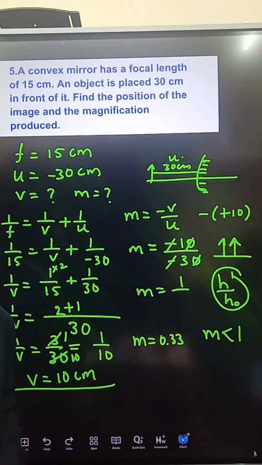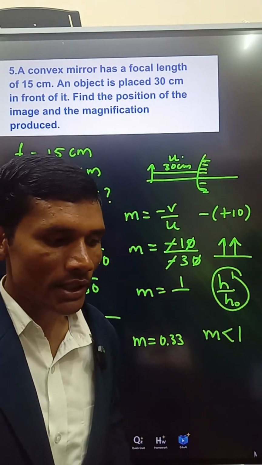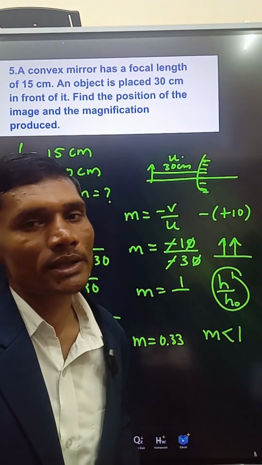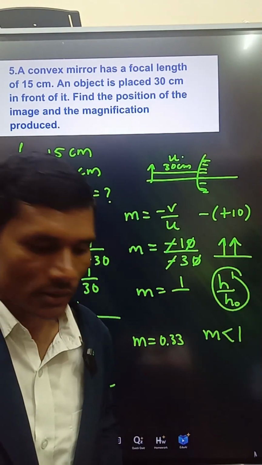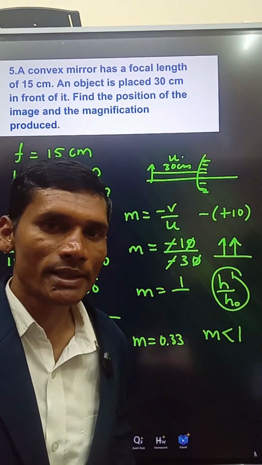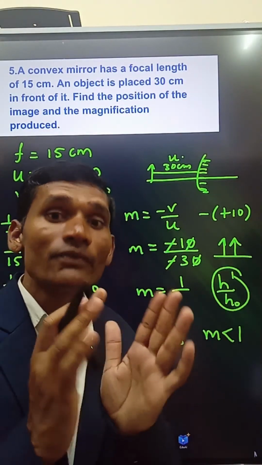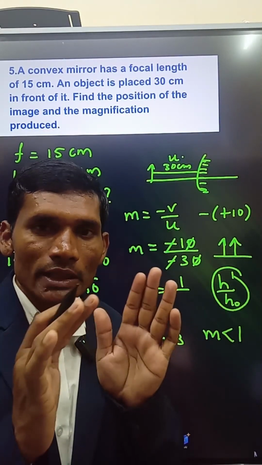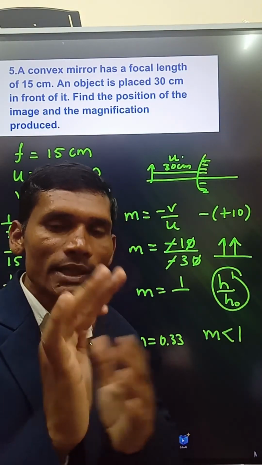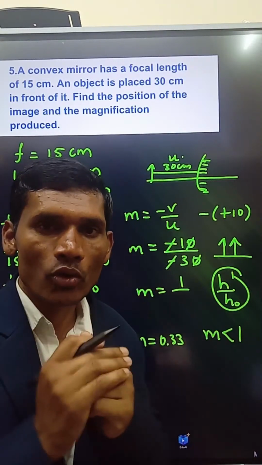Because of this, we are using the convex mirror as a rear view mirror on automobiles. They will be asking one reason on this: why are convex mirrors referred to as rear view mirrors on automobiles? The reason is they cover a larger field of view because their reflecting surface is curved outwards. Because of that, they can cover a larger field of view. This is one. Next is what?